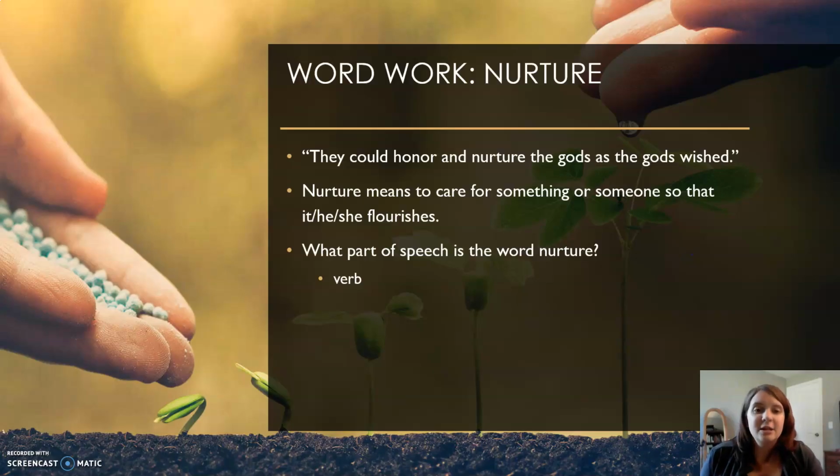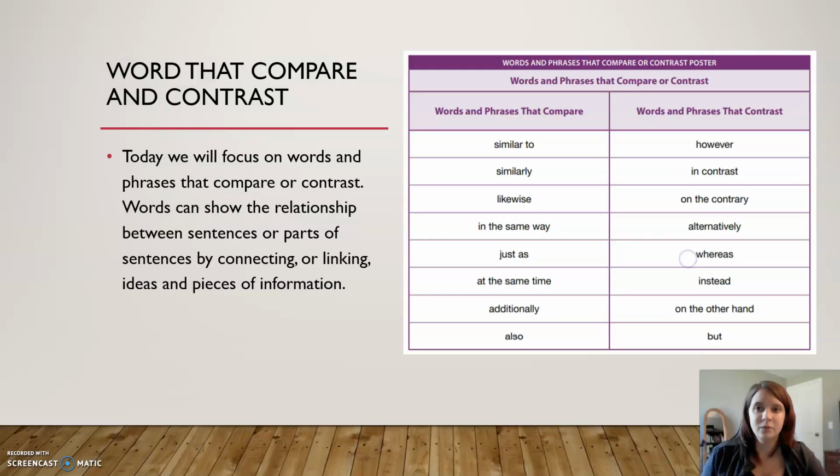Our word work for today is nurture. So as you can see, I changed the background. This is an example of nurturing by giving these plants their seeds, planting them in the ground with good soil, giving them water. That's a way of nurturing. So they could honor and nurture the gods as the gods wished. So nurture means to care for something or someone so that he or she flourishes. By giving it water, fertilizer, sunlight, we're nurturing these plants. This is actually a verb.